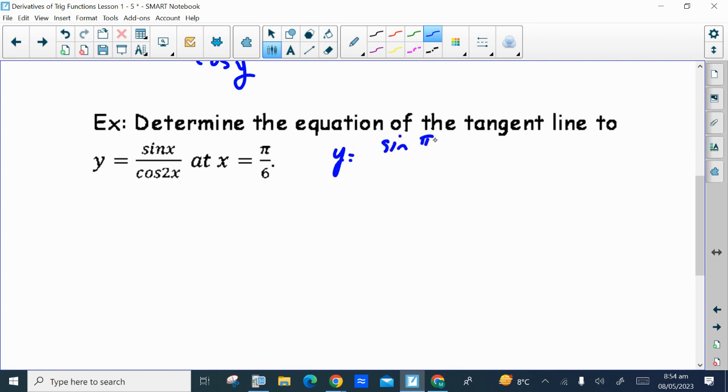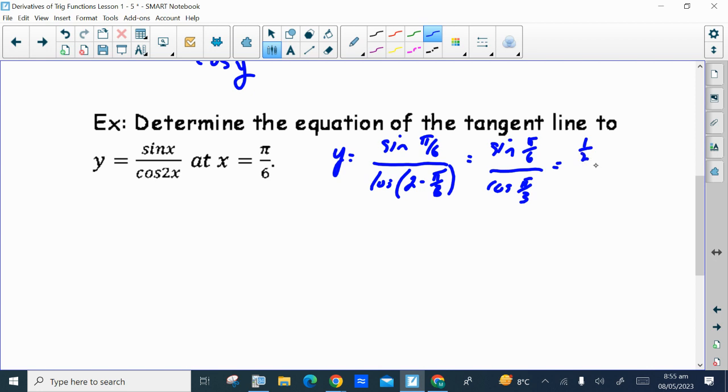So I'll have the sine of pi on 6 over the cosine of 2 times pi on 6, or the sine of pi on 6 divided by the cosine of pi on 3. At pi on 6, the coordinates are root 3 over 2, comma, a half. So the sine is a half. And that's divided by the cosine of pi on 3, which is also a half. Divide something by itself, you get 1. So the point of tangency will be the point pi on 6, comma, 1.